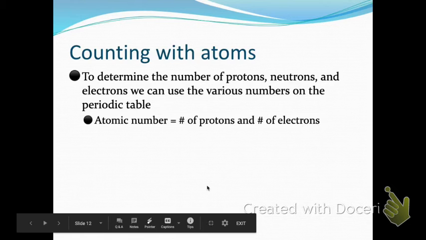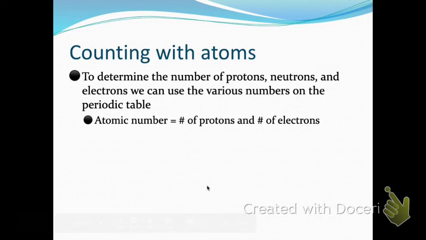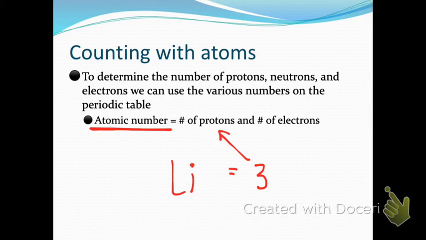All right. Last thing here, if I wanted to determine the number of protons, neutrons, and electrons, we can use things on the periodic table. The atomic number, so let's say, for example, lithium. The atomic number of lithium is 3. Would you agree? Look on your periodic table. Atomic number is 3. Okay, so 3 tells us the number of protons, but it also tells me the number of electrons in lithium. Okay, the protons and electrons.